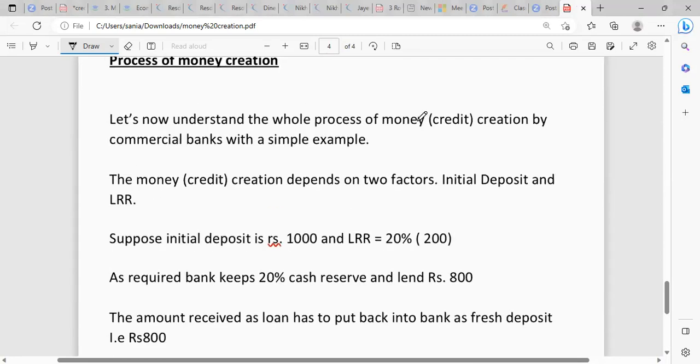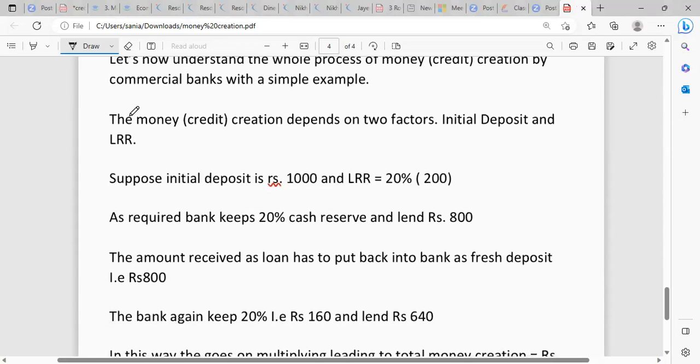So let's now understand the whole process of money or credit creation by a commercial bank with a simple example. Money or credit creation depends basically on two factors: one is the initial deposit and one is your LRR. Suppose the initial deposit was 1000 rupees and LRR was 20%, which is 200. As required, the bank will keep a 20% cash reserve and lend rupees 800. The amount received as loan is put back into the bank as a fresh deposit, so you put 800 rupees again in the bank.